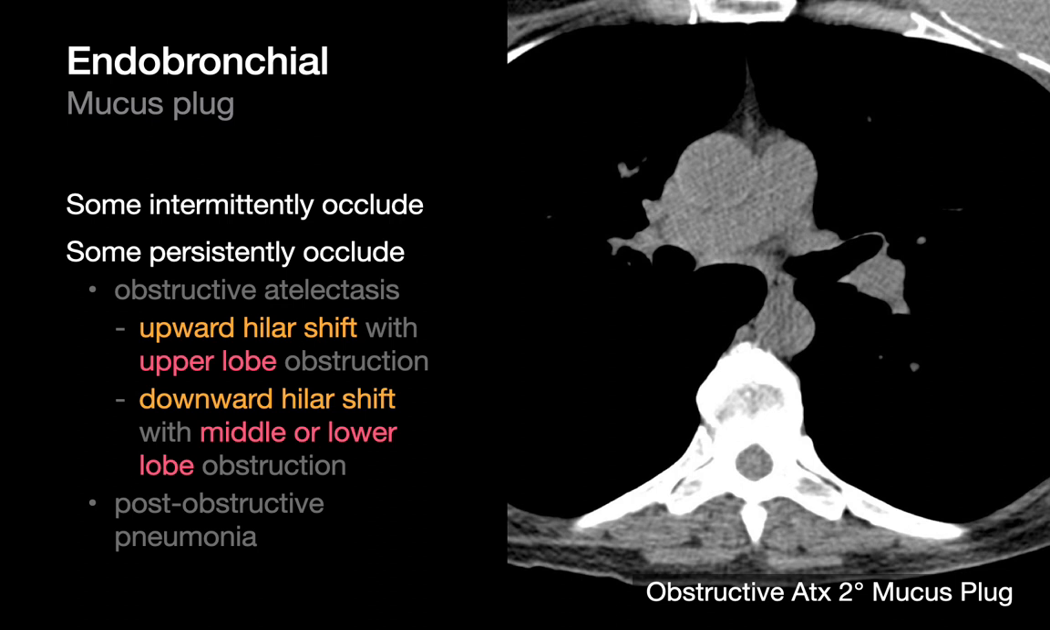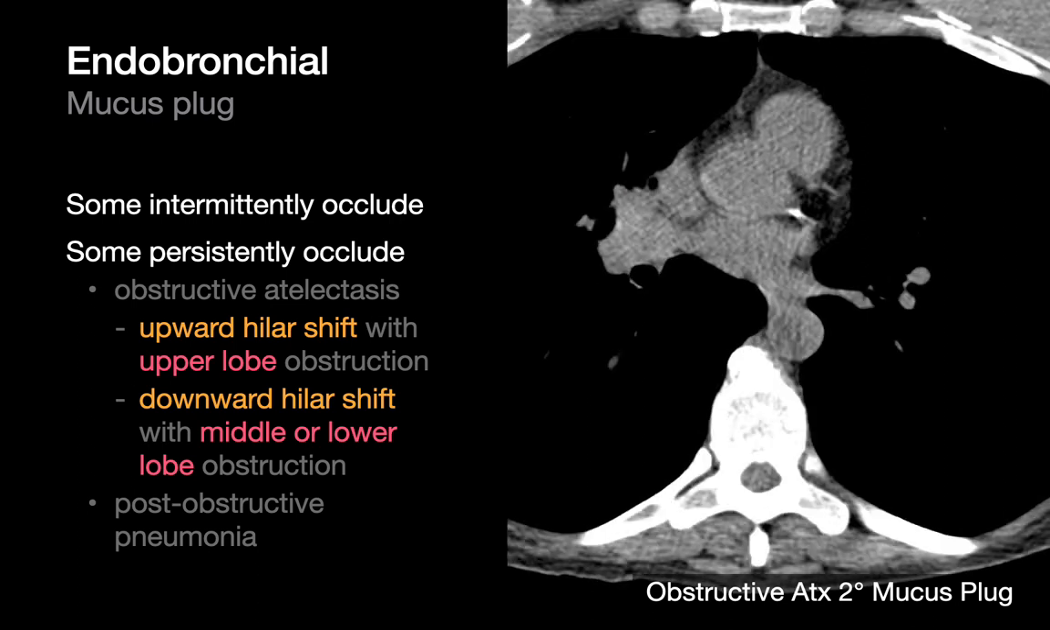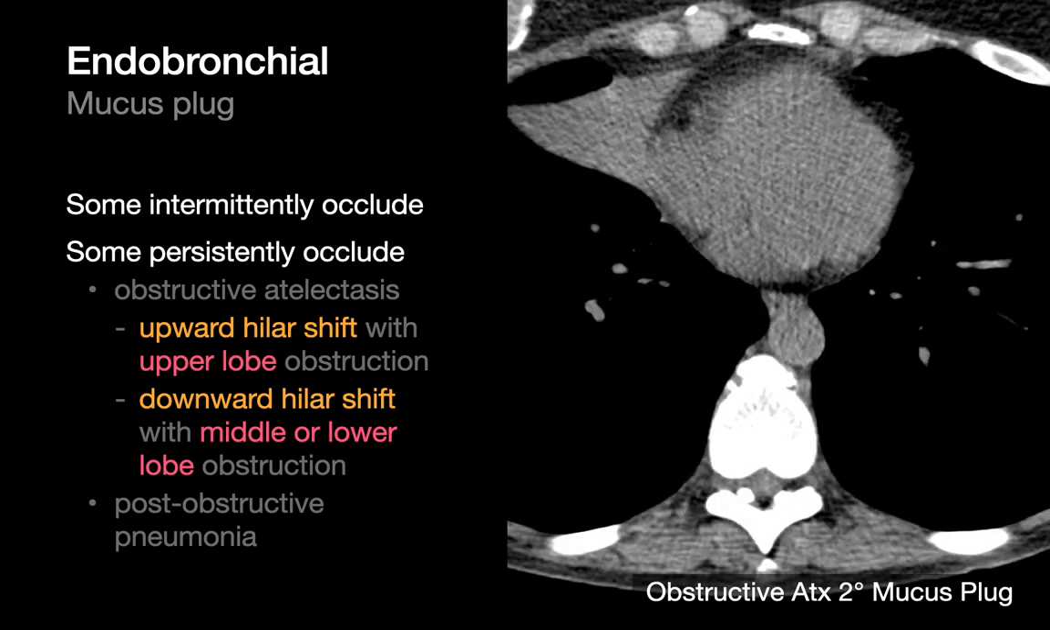With upper lobe bronchi, the ipsilateral hilum will shift upwards as the upper lobe collapses, while with right middle lobe and other lower lobe bronchi, the ipsilateral hila will shift downwards as the lower or middle lobe collapses. This case here is an example of a right middle lobe mucus plug that's fluid attenuation associated with right middle lobar obstructive atelectasis.